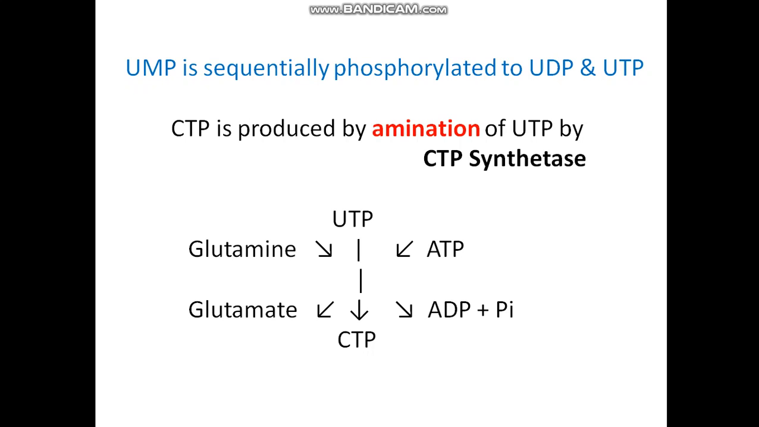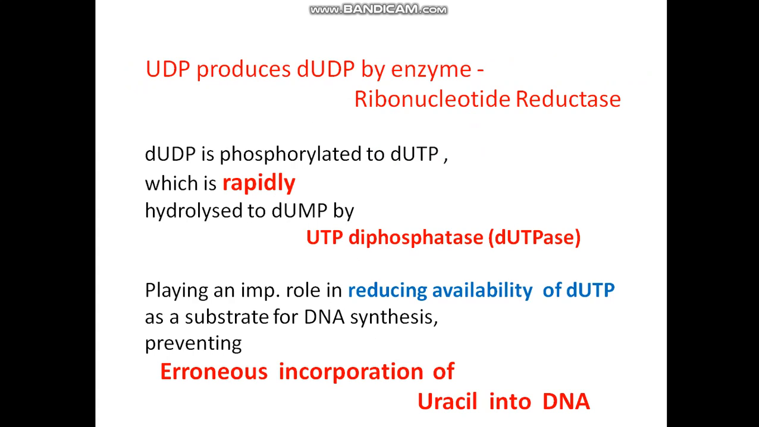And what about CTP? CTP is produced by the amination of UTP, and the enzyme is CTP synthetase, and the amino group is donated by glutamine. So the CTP is synthesized. Now coming to the deoxypyrimidines. That happens at the diphosphate level.